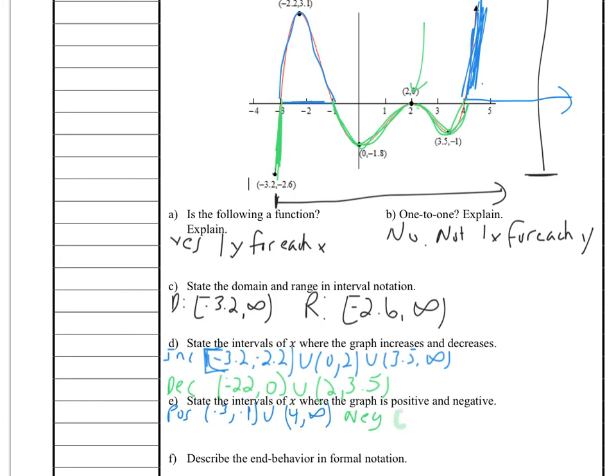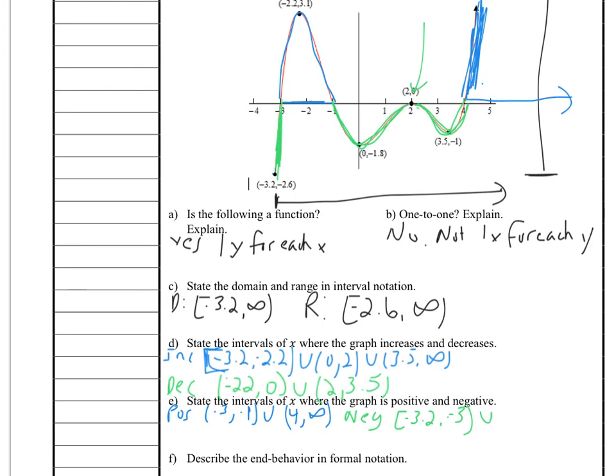Oh, that's the wrong one. Sorry, guys. So it can hit the -3.2 and be negative there, inclusive. But at -3, it cannot, because -3 is on the x-axis. That's neither positive nor negative.